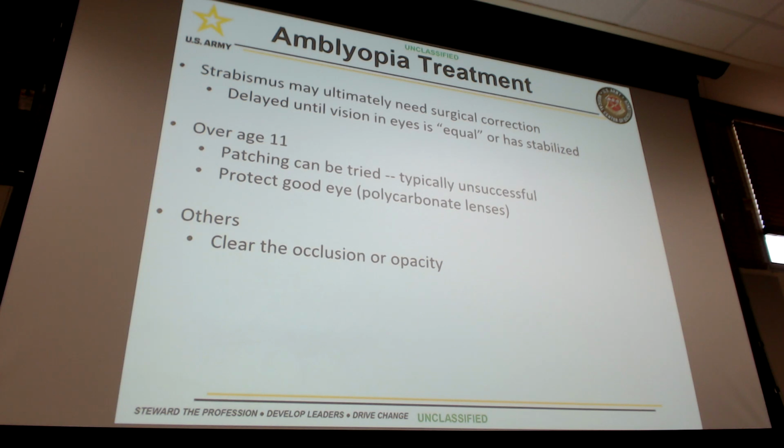Okay. So again, if a patient's over the age of 11 and we're trying to treat amblyopia, it's probably not going to work. Usually the visual system is already hardwired in. So we're really looking for those 10 and under patients because that visual system is still kind of finalizing itself.